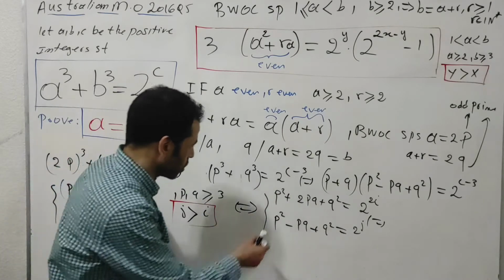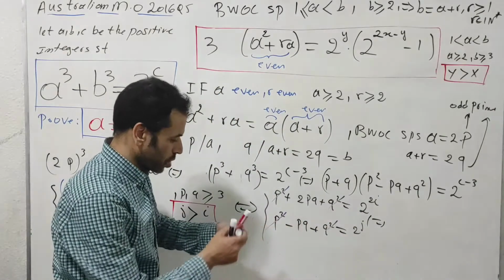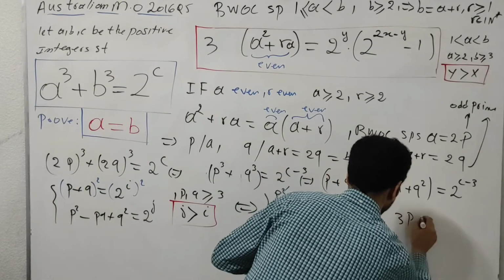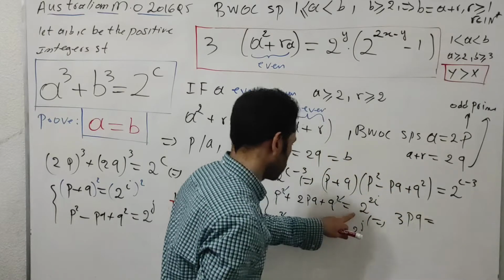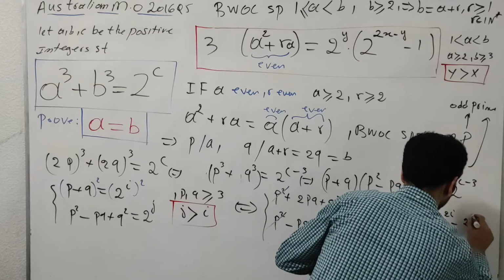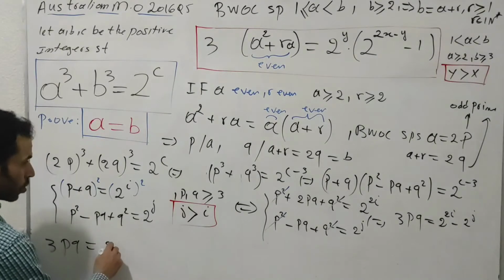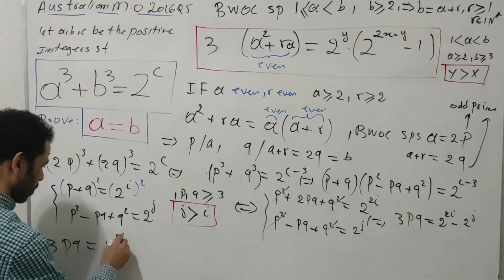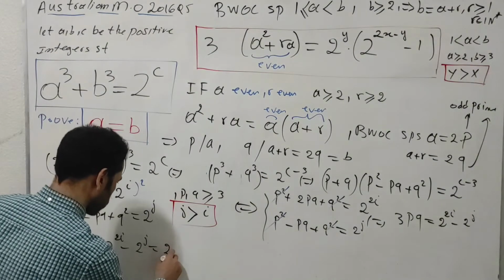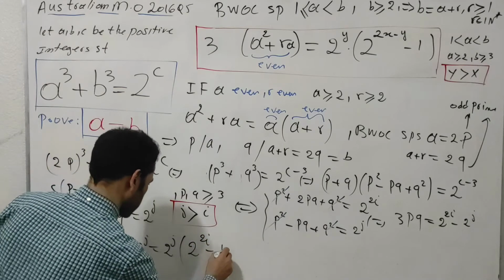We'll have a lot of cancellation here. This one will be cancelled out with this one, and this one with this one. This one minus this one gives us 3pq, because it becomes plus here. So 3pq equals this one minus this one, which is 2 to the 2i minus 2 to the j. I'm going to take 2 to the j as a common factor. We'll have 2 to the j times (2 to the 2i minus 1).